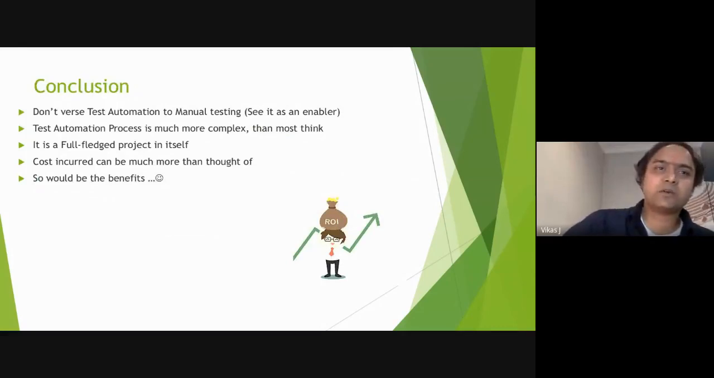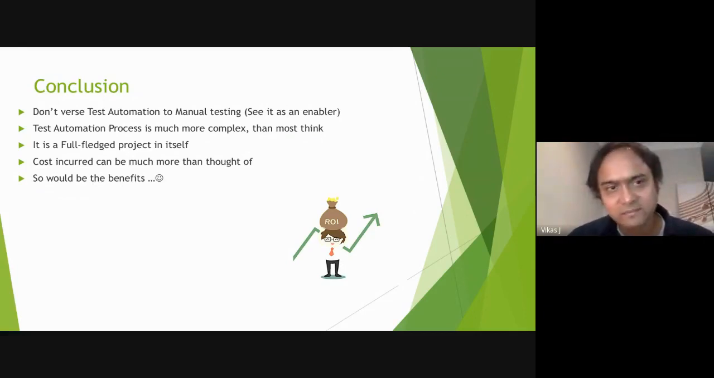So, conclusion, how would I like to conclude this? Don't pit your test automation against manual testing. See it as an enabler. Test automation is much more complex than most people think. It's a full-fledged project in itself, so it needs to be treated like one, even within the project space. It has its own SDLC, STLC. So we need time codes, we need Jira tickets, likewise. The cost incurred can be much more than thought of, but so would be the benefits.